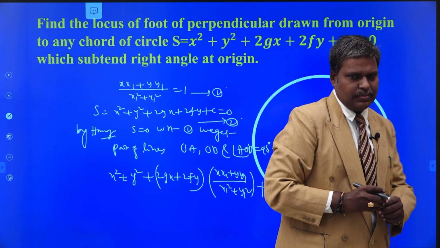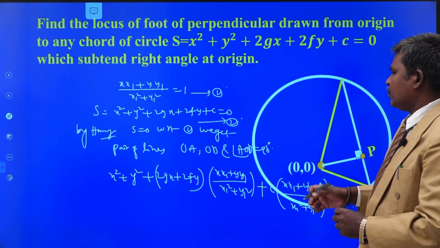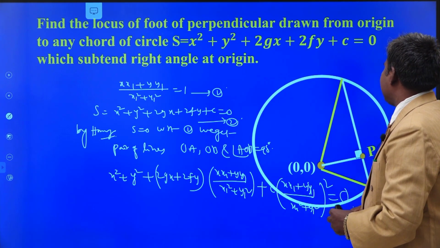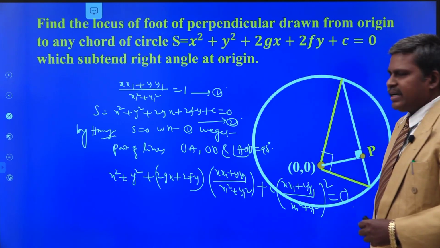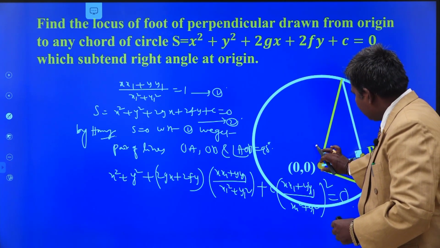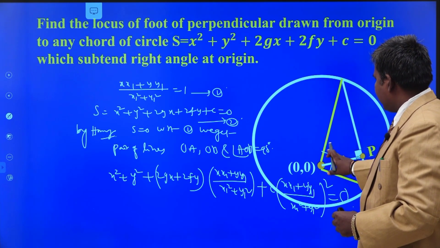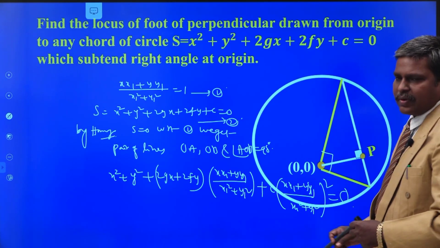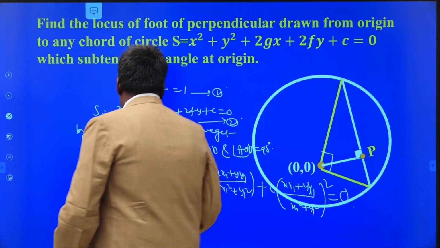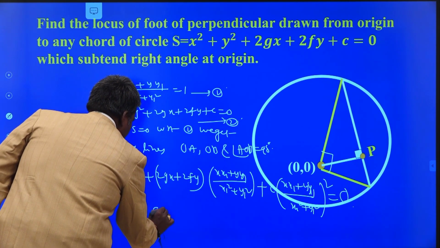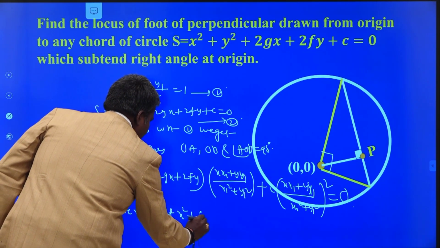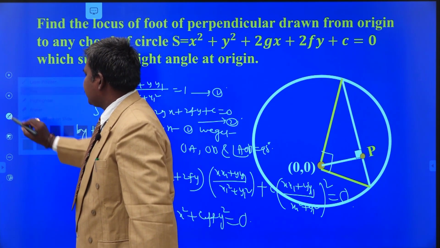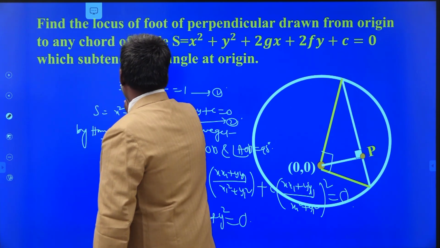From that equation, you have to write coefficient of x square plus coefficient of y square equal to 0, because the angle here is 90 degrees. Am I correct or not? When two lines are drawn from the origin to the chord and they make an angle of 90 degrees, then only coefficient of x square plus coefficient of y square is equal to 0. Now let us find the coefficient of x square and coefficient of y square.